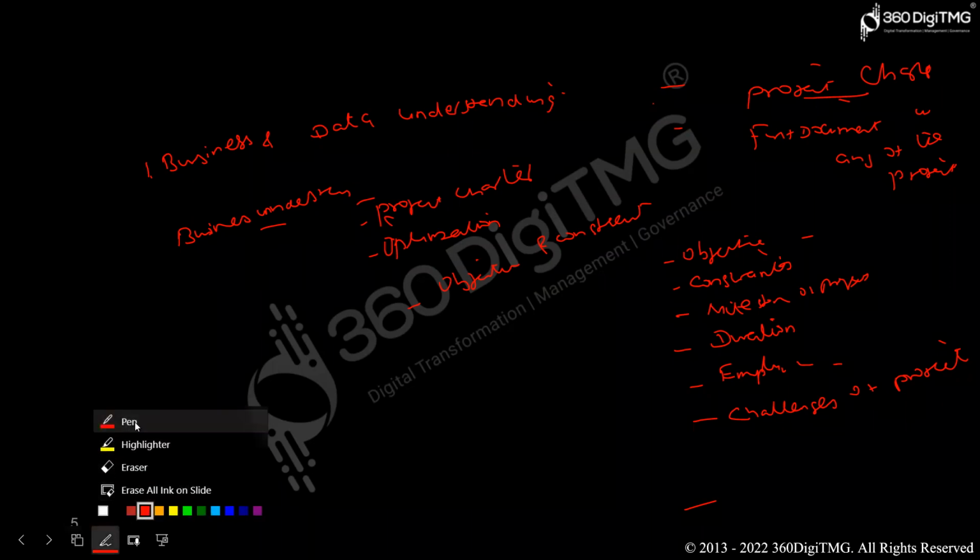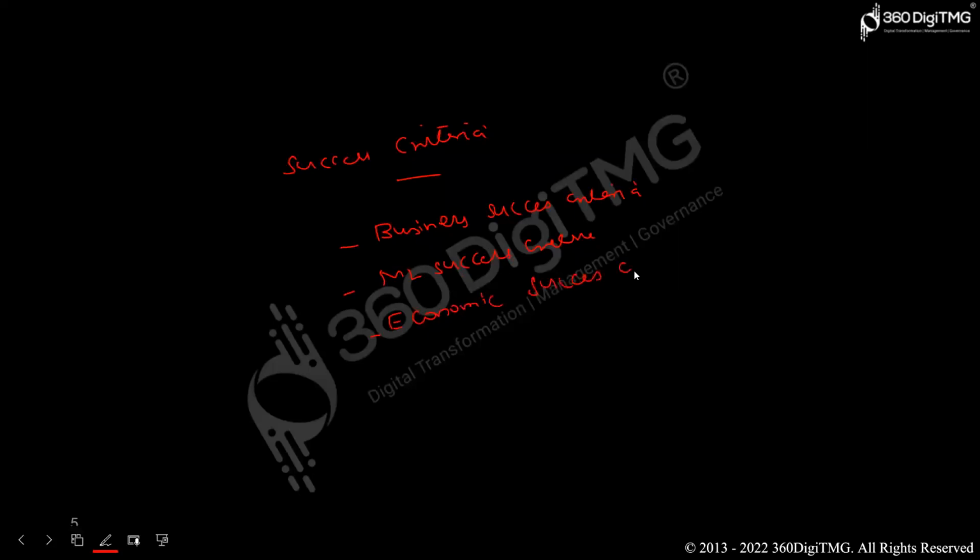And the other thing we discussed in the business understanding is success criteria. In success criteria, we used to have business success criteria, ML success criteria, then economic success criteria. For every success criteria, we have to come up with some stats or some numbers.